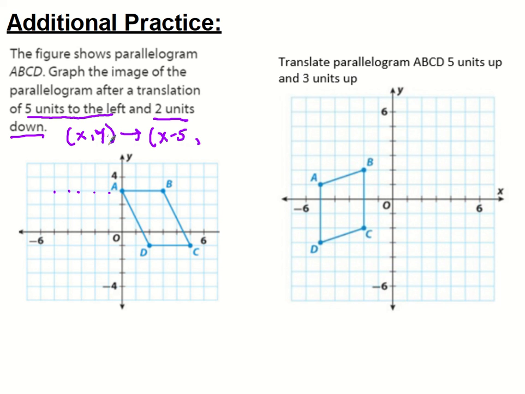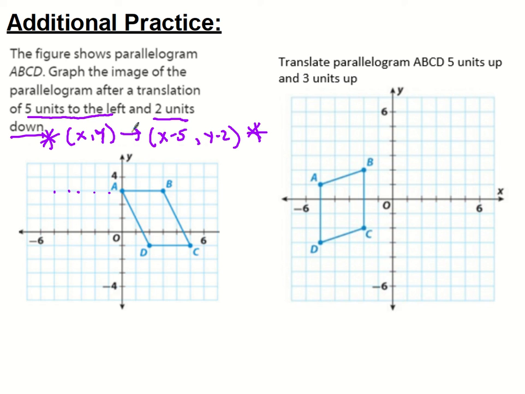If we move up and down, we're adding and subtracting from our y. So 2 units down would be subtracting from the y, because when we go down, we subtract. When we go up, we add. When we go left, we subtract. When we go right, we add. Make sure you write this down: this is another way of writing 5 units to the left and 2 units down.